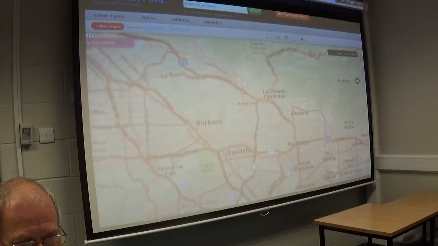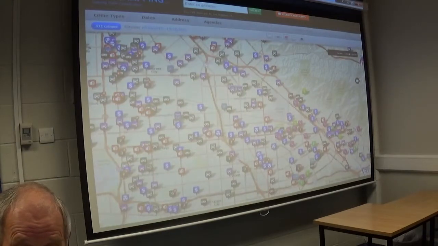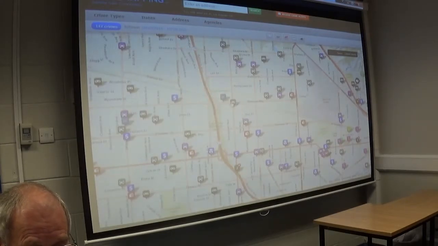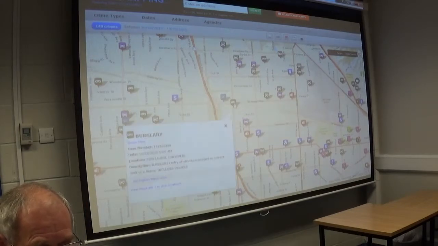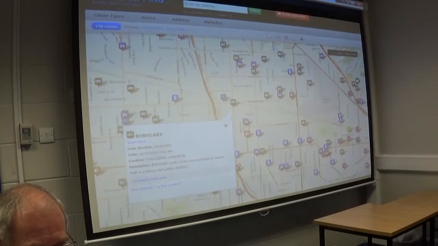Let's go in a bit. See what we can find. See if you can find anything interesting. Is interesting the right word? I'm not sure whether it is or not. Okay, so what's this one here? Burglary. Okay, burglar at this point. When was it? 22nd of October, a couple of weeks ago. Entry of structure with intent to commit theft or a felony.